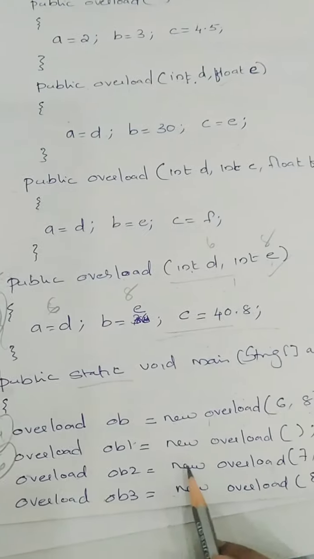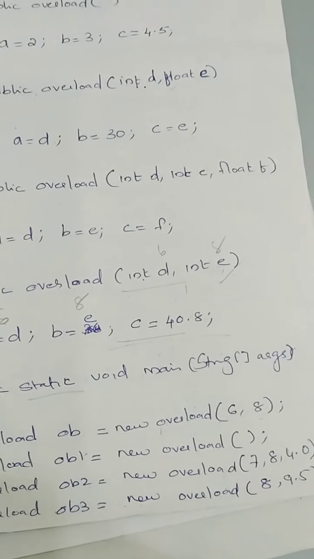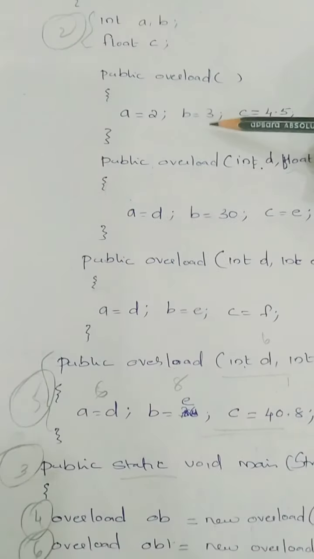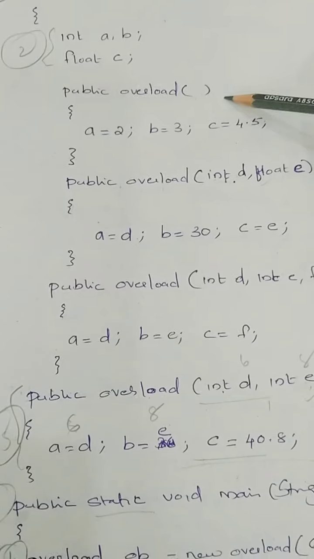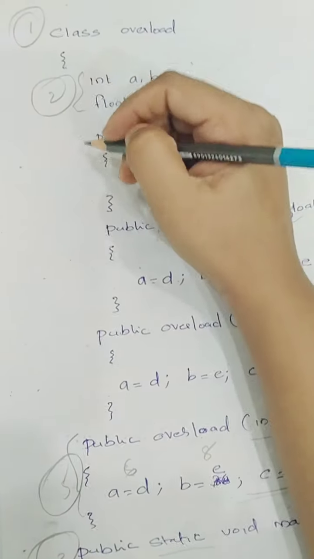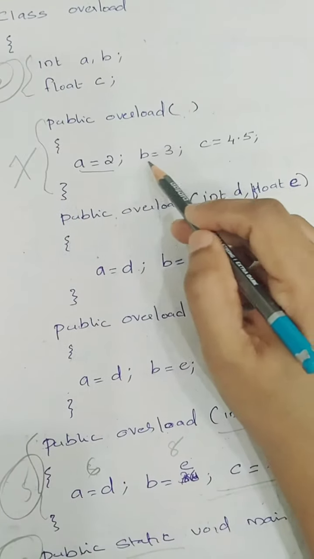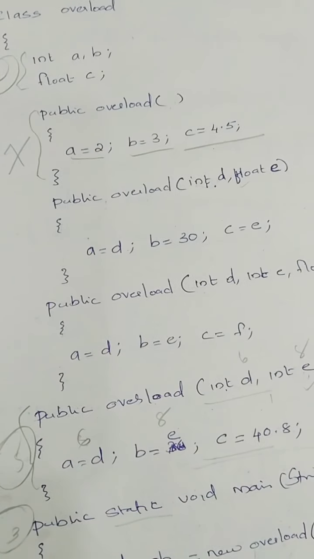Now comes to 6. OB1 is equal to new Overload of... Again an object creation with no parameters. So it will go again upward to check which constructor is to be called with no parameters. So this matches. So for the first time, next is 7. This will be executed with the value A is equal to 2, B will be assigned with 3, C will be assigned with 4.5.